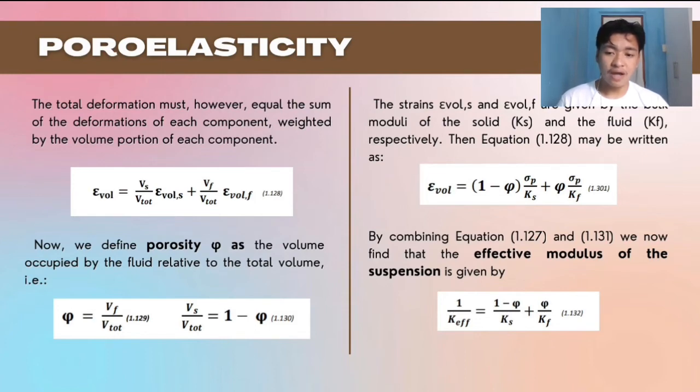formula or equation. So after that, we can combine equation 1.27 and 1.31, and we can now find the effective modulus of suspension formula, which is given by this equation. This formula basically is the effective modulus of the suspension. And guys, this is an example of particularly simple porous materials. So yeah.